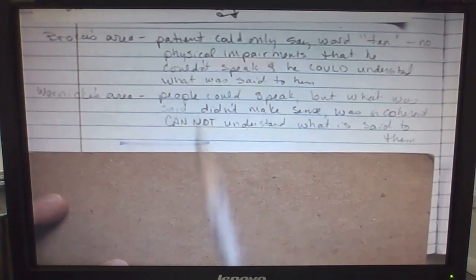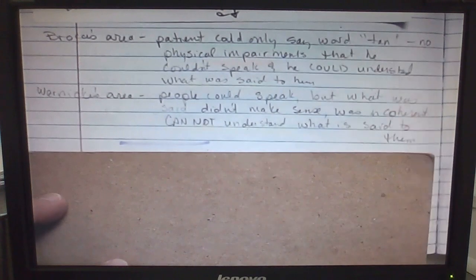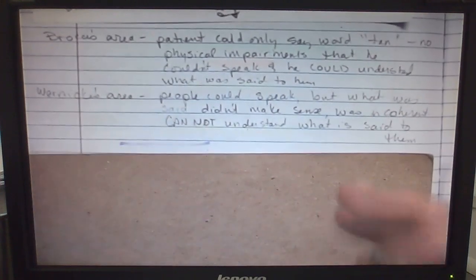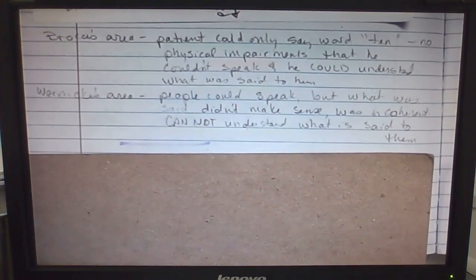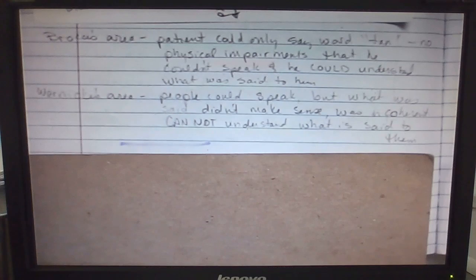So Broca's area, problems with language production. Wernicke's area, problems with understanding, problems with taking what was said to them and responding in a reasonable way.